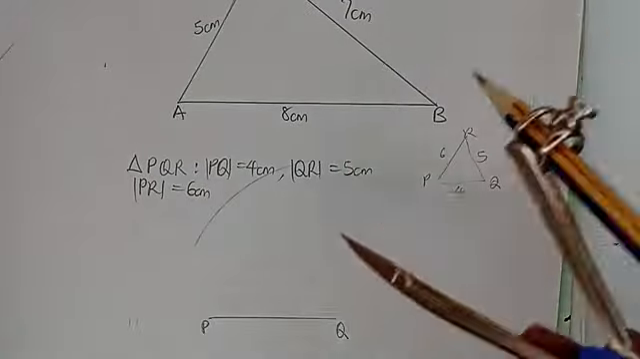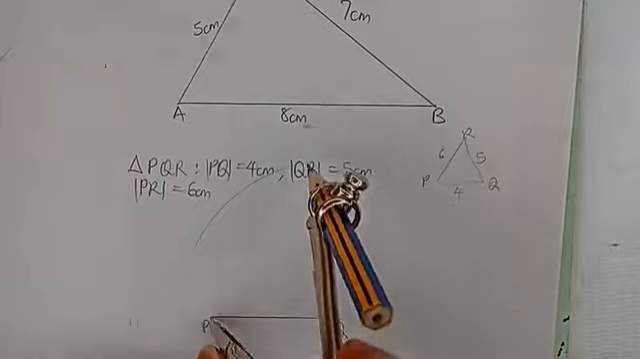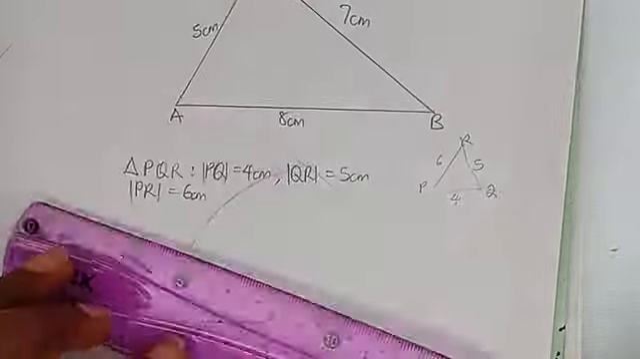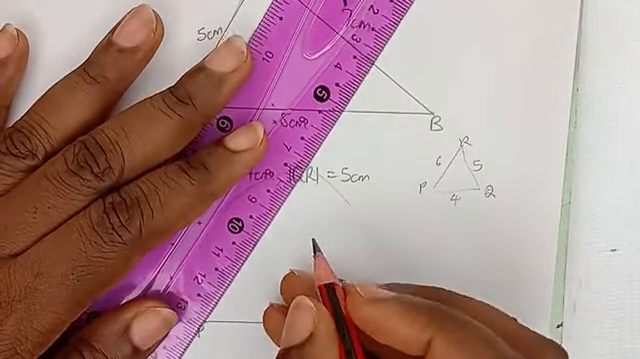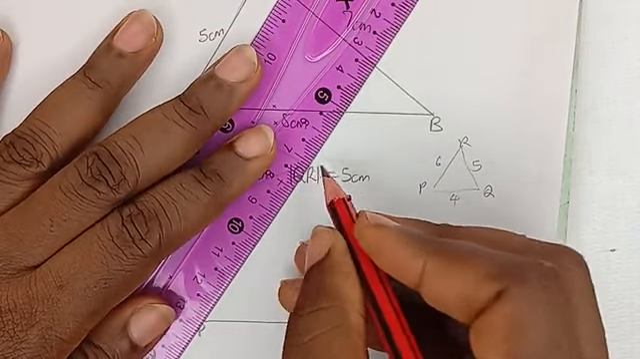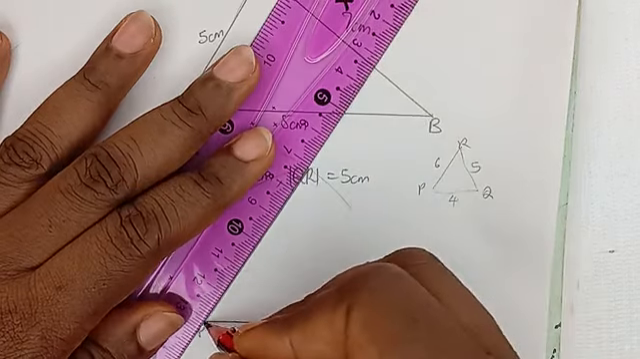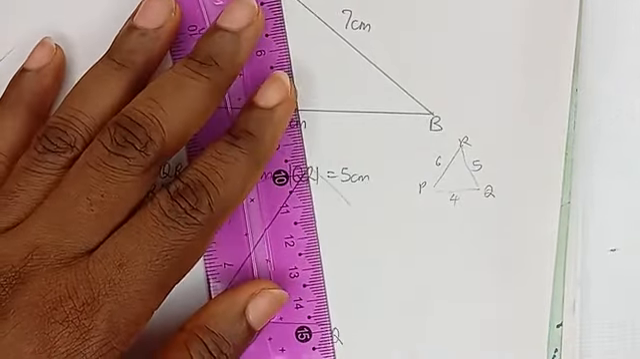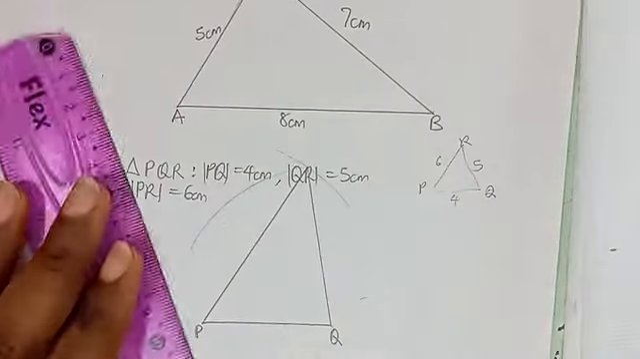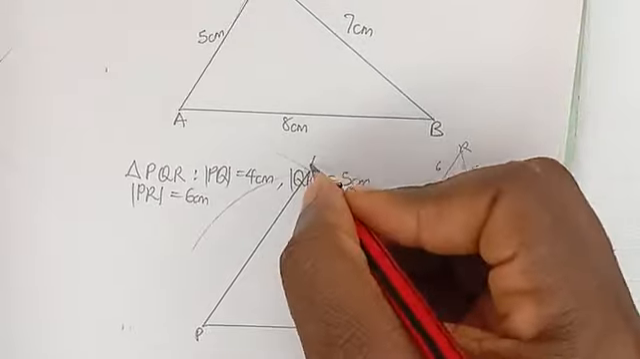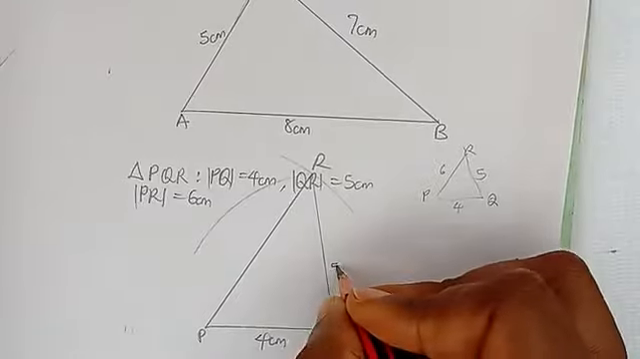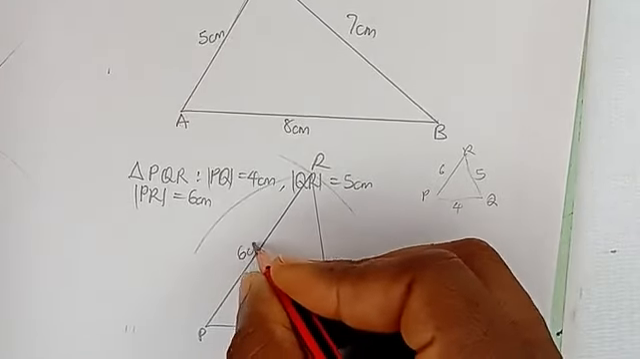Once you've done that, that is PR. You place the sharp point at P and then you make a mark. That point of intersection, don't know why I keep getting into my diagram. So that point of intersection that is here, you're going to join that point to this point, and that point to this other point, and that is it, PQR. So this is 4 cm, you label 5 cm, and this is 6 cm.